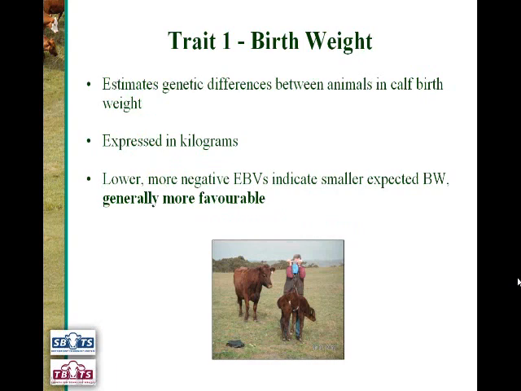So to begin, the first EBV that we need to focus on is the birth weight EBV. Now there's nothing too dramatic about which trait that's referring to. As the name suggests, the birth weight EBV is providing us with genetic differences between animals in the weight of the calf at birth. The EBV itself is expressed in kilograms, with lower EBVs, lower or more negative, indicating a lighter calf or a smaller expected birth weight, which generally indicates more ease of calving. So that's the first EBV. Generally from the name, we can interpret that fairly easily.